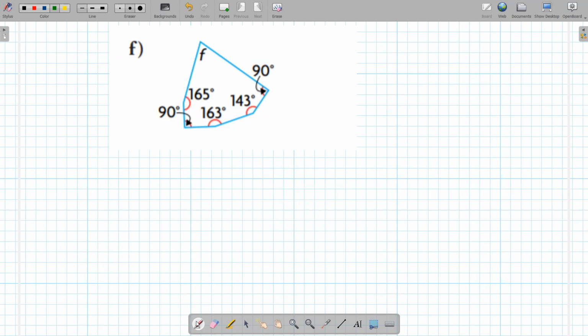Does the total have to be 720? How did you know 720? Like the formula. So you did 6 minus 2, 4 times 180, right? Yeah, 720. The total does have to be 720. Then from 720, what do we do?